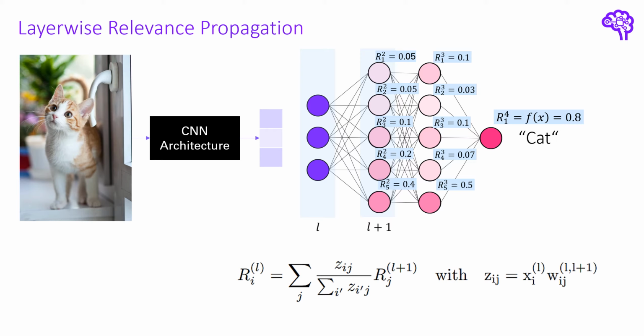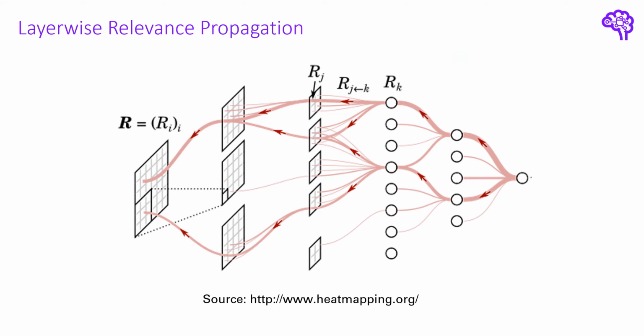That's why we can further propagate the relevances through the network until we get a specific value for each pixel in the input image. This image also nicely summarizes the idea of Layerwise Relevance Propagation. Neurons that lead to higher activations have stronger relevance flows than neurons that were not important for the prediction.